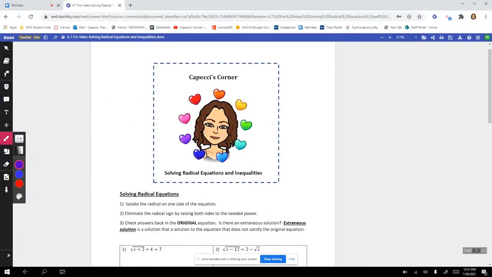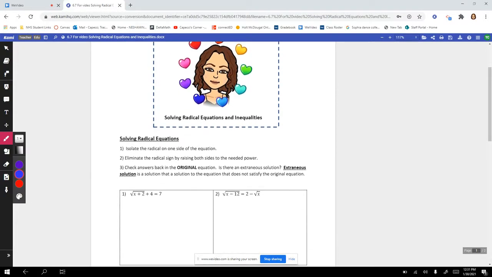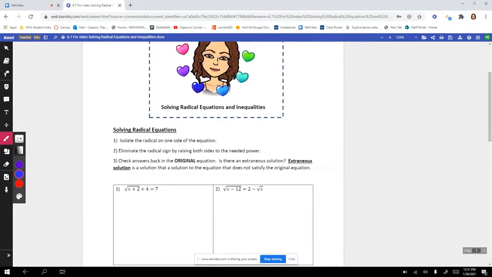Today on Capechi's Corner, we're going to look at solving radical equations and inequalities. So we do have some steps that we can follow, and this will hopefully help you through the process. The first thing, anytime we're dealing with radicals and we want to get rid of them, we need to isolate the radical on one side. From there, we're going to eliminate the radical sign by raising both sides to the needed power.